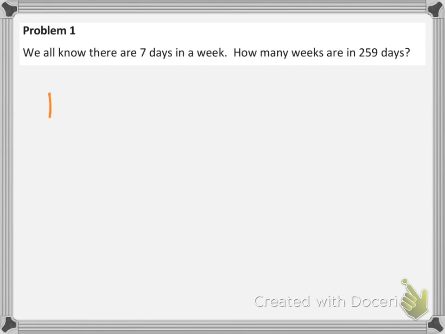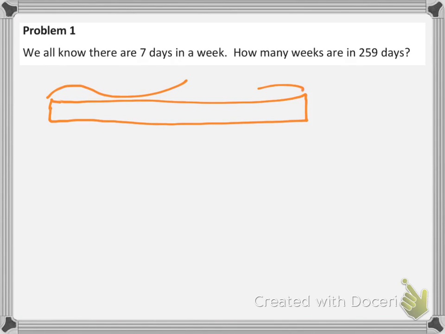So if I draw a tape diagram, mine always don't look the nicest, but it gets the job done. And this whole diagram represents 259. And we know that there's 7 days in 1 week, so let's represent one part of this tape diagram and put a 7, because there's 7 days in each week.